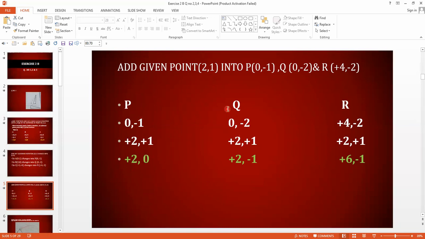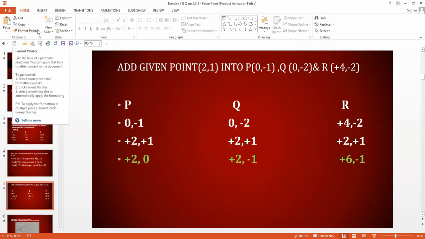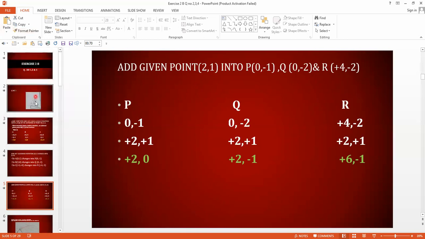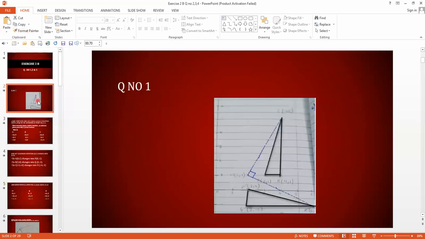Now we come to the second point, that is q. Its ordered pair after 90-degree rotation clockwise becomes 0 and minus 2. After adding this point, it will become plus 2 and minus 1. Similarly, the third one. Now we have to move towards the figure, so it is easier for you to show its changes.